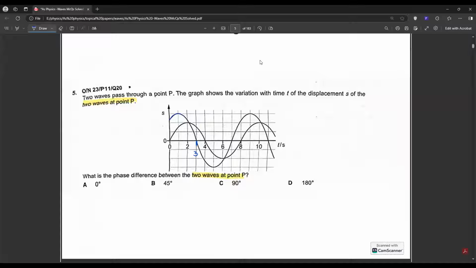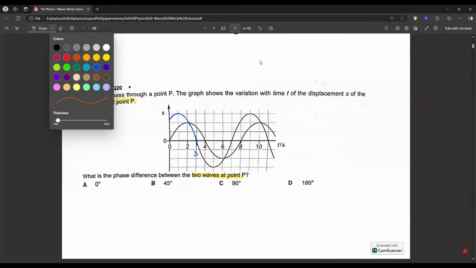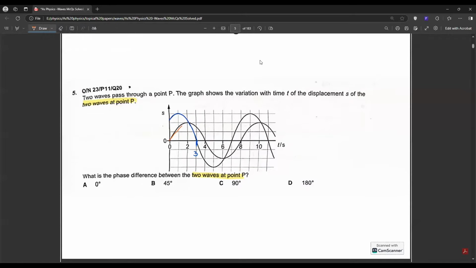This blue wave is passing the x-axis at point 3, and this orange wave is passing the x-axis at point 4. Perfect. What is the difference between the two waves? The difference between the two waves is of 1 second. Perfect. What is the complete time period? The complete time period for one wave is 8 seconds.